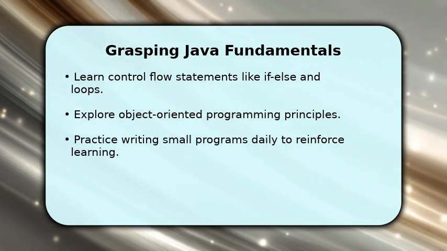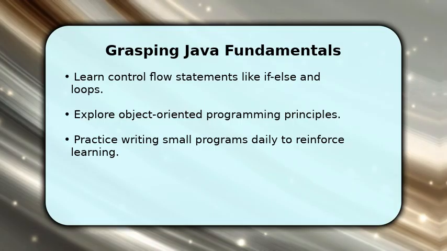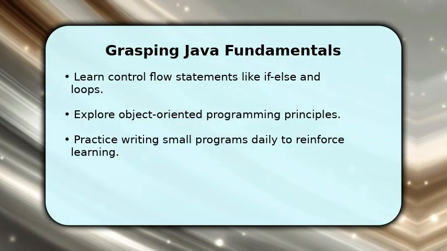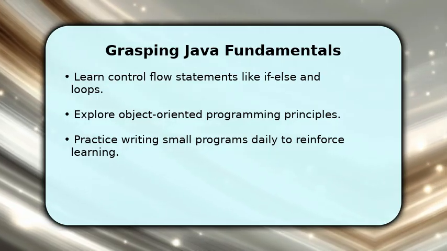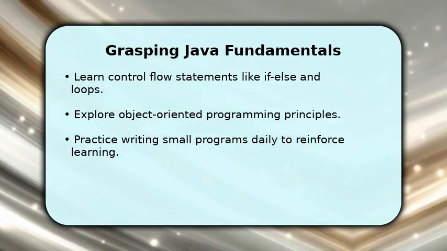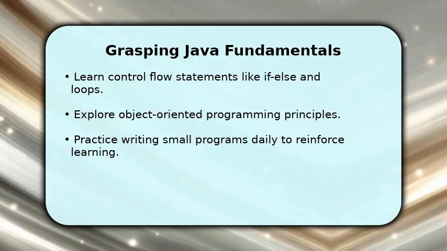Focus on control flow statements, including if-else conditions and various loop types, which dictate program execution. Next, explore the 4 pillars of object-oriented programming: encapsulation, inheritance, polymorphism, and abstraction.